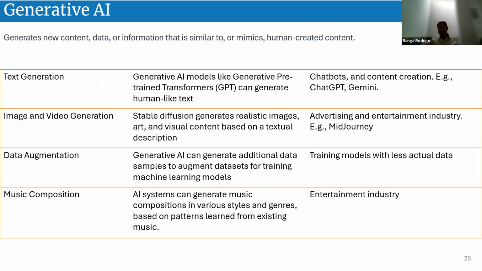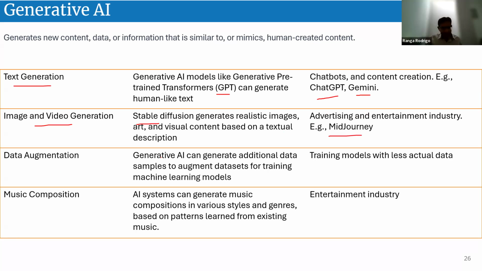Yeah, so if you take generative AI, there are so many applications, as you know. Text generation: generative AI models like generative pre-trained transformers, that means GPTs by OpenAI, generate human-like text, so chatbots, ChatGPT, Gemini are examples. Image and video generation: Stable Diffusion generates realistic images and visual content based on textual descriptions. It's good for advertisement and entertainment. So if you go to Midjourney, you can generate these kinds of images.